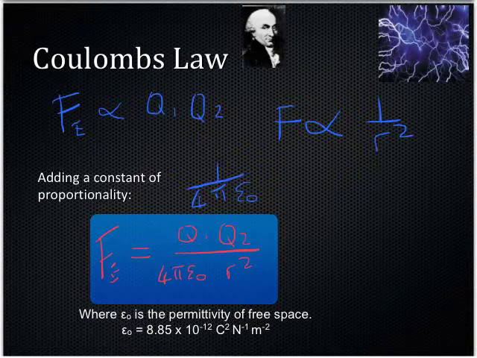Now epsilon naught is a very interesting constant. Essentially it all depends on the space between the two charges, and so we call that the permittivity of free space.